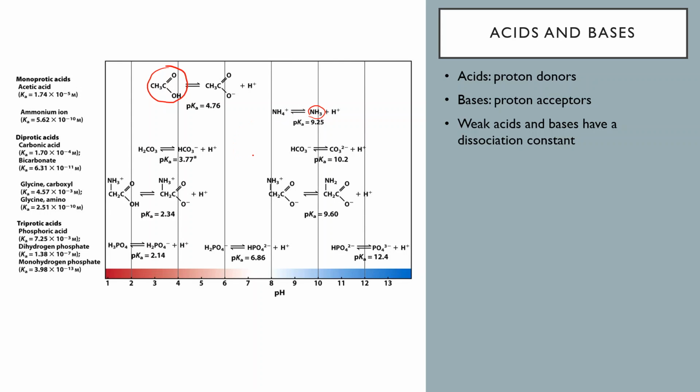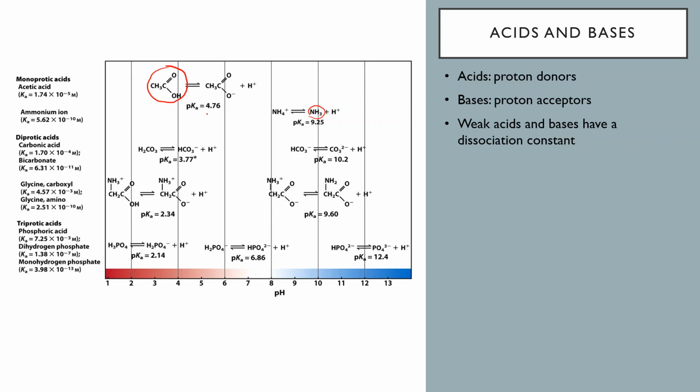So these are all examples of weak acids and bases. What's important is that each one has its own dissociation constant. In fact, you can measure the strength of an acid by that dissociation constant. So again, acetic acid has a pKa.